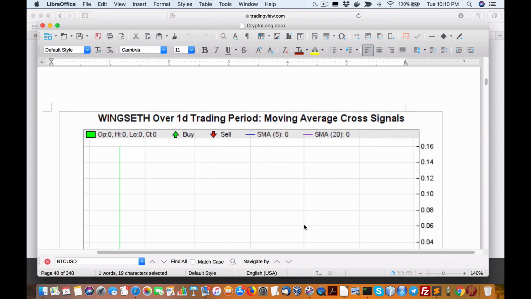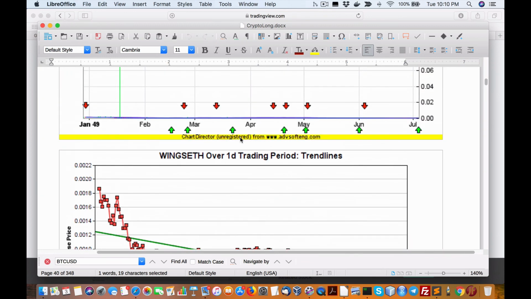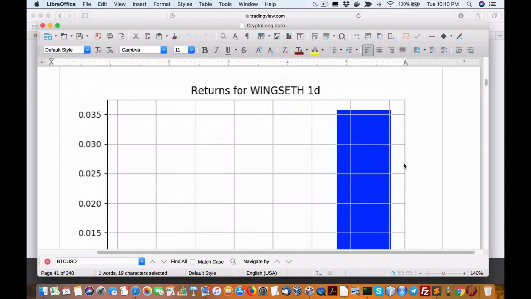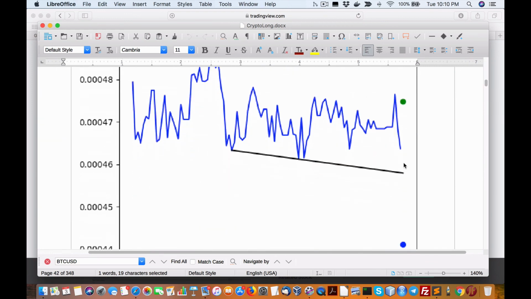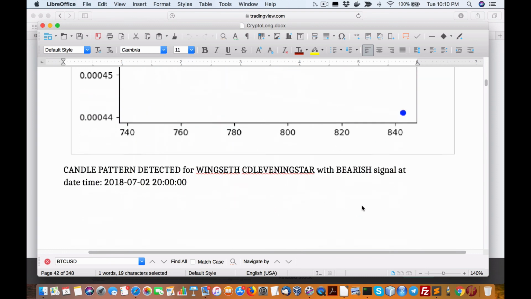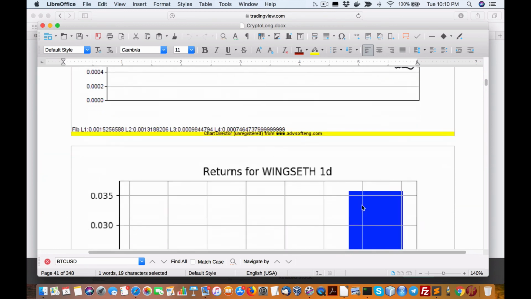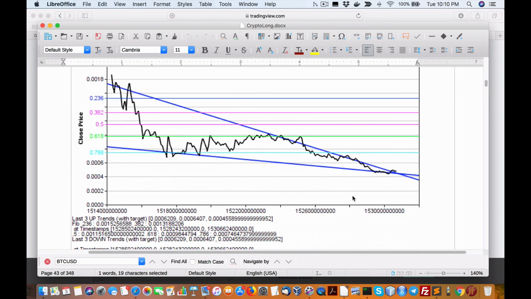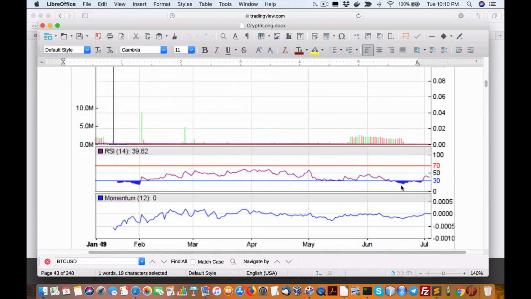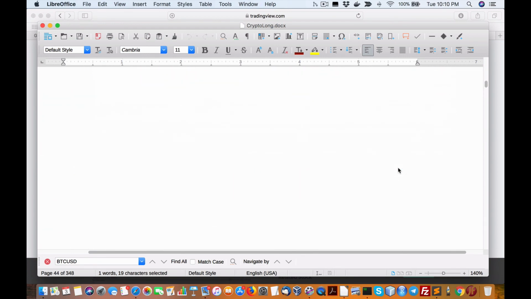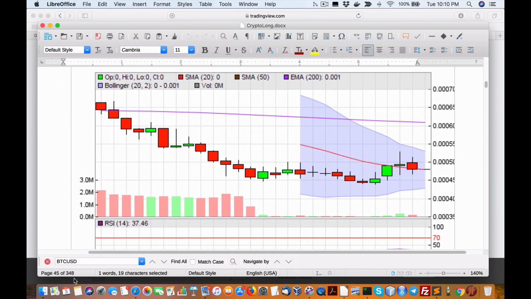Wings Ethereum. Wow, that's really flat. I wouldn't even bother looking at this. Very negative. Here's the head and shoulders, I guess. There's no Gartley for it. Nah, I don't think I'd be interested in this one. Not looking too good. Just so you know, this report has generated 348 pages worth of stuff.